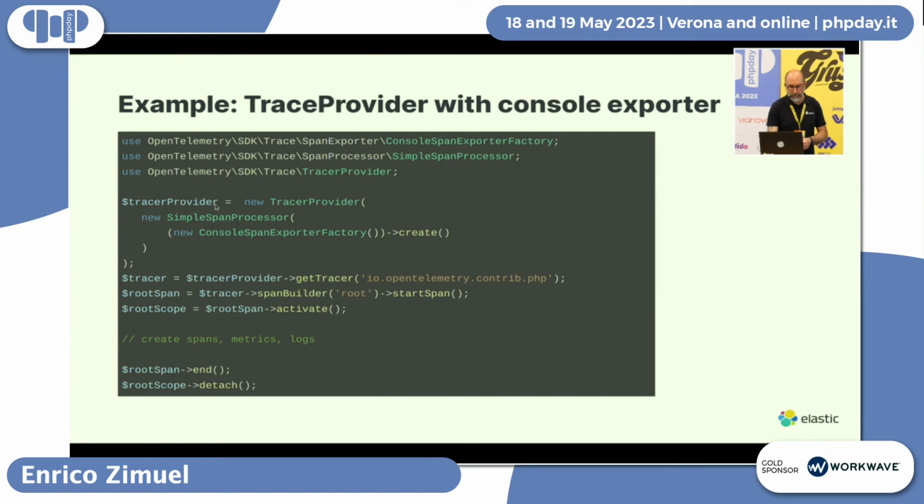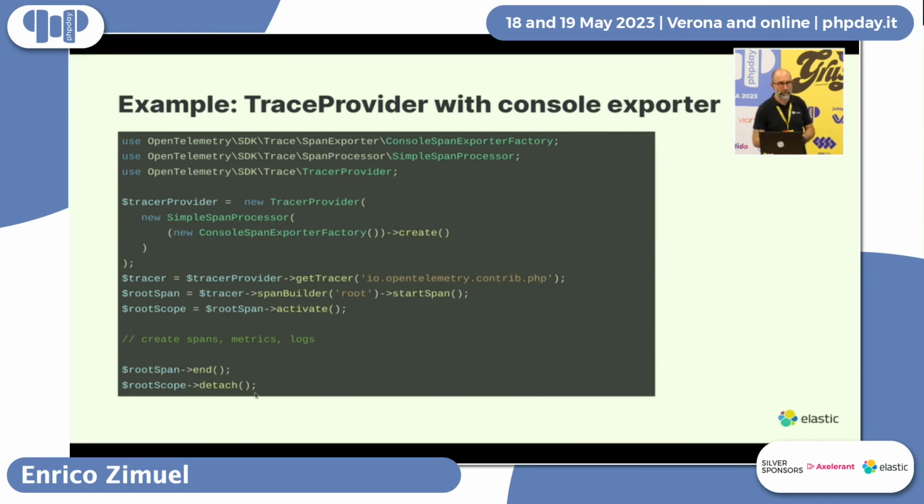And after the trace provider, we are just getting a name here, this io.opentelemetry.contrib.php, as a tracer, so you have to choose a name. And as you can see in the root span, we are actually starting a span, again with a name. This example is root. You need to activate the span when you create it. And at the end, you imagine that you have your application with all the spans and the metrics that you want to add. And you have to end and detach.